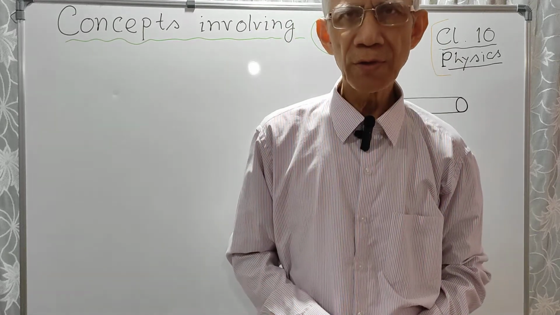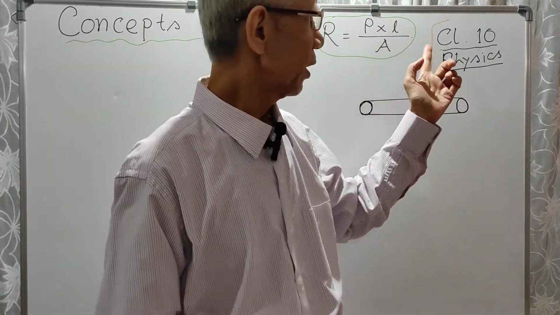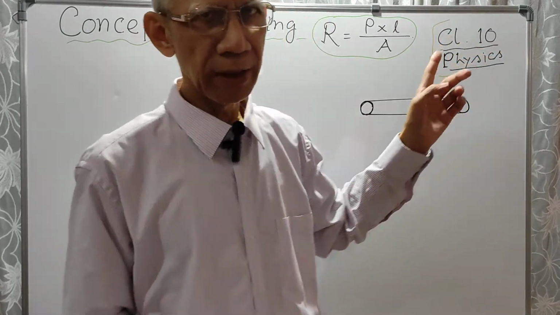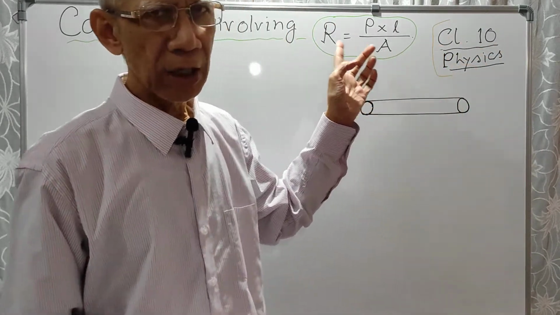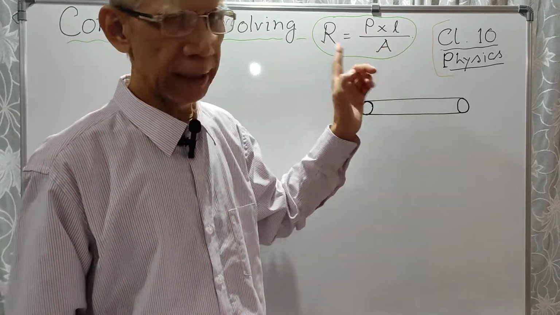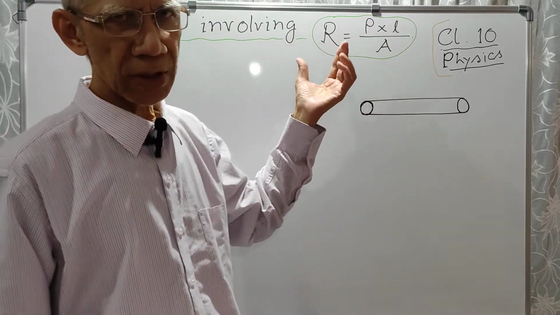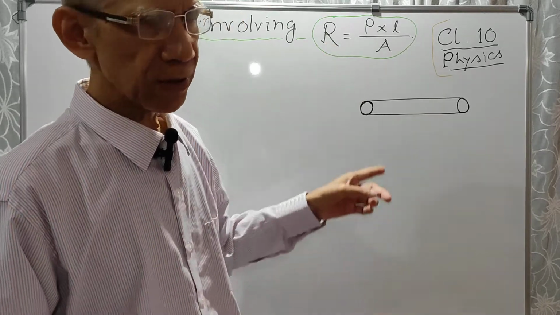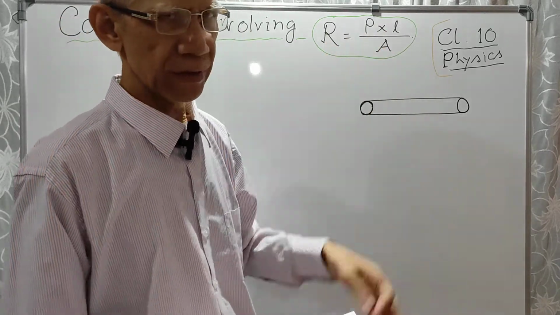My dear students, today I am going to discuss class 10 physics, the chapter of electricity. In that chapter, there is this very important formula R equal to rho L by A. Today I am going to discuss a few concepts involving this formula. First of all, see the meaning of these letters.